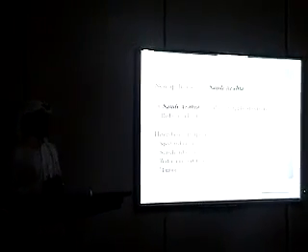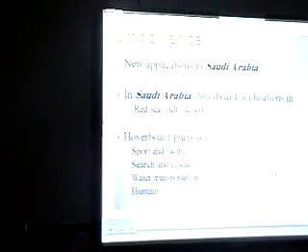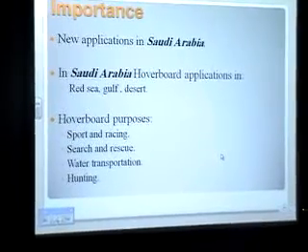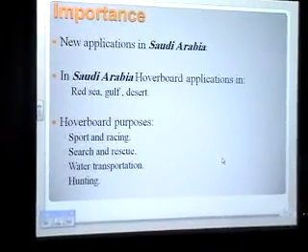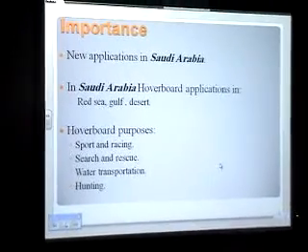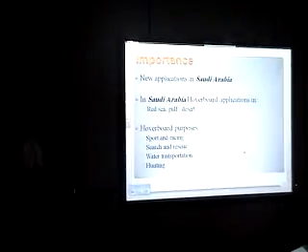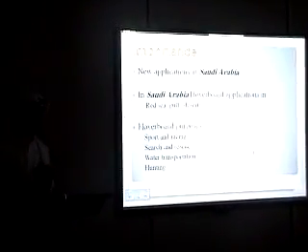Importance. We have a new application in Saudi Arabia for hovercraft. You can use it in the Red Sea and the Gulf, and in the desert and the sand. You can use it also in the snow, and in the ice for sport, for fun, for rescue, and you can use it also in war. The British Air Forces used it in the Second World War.